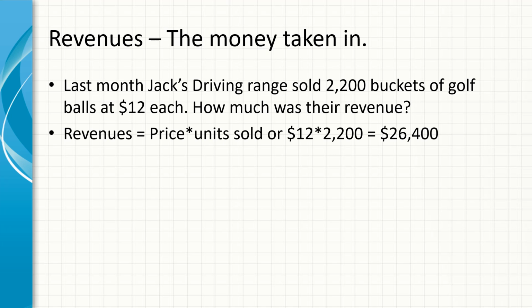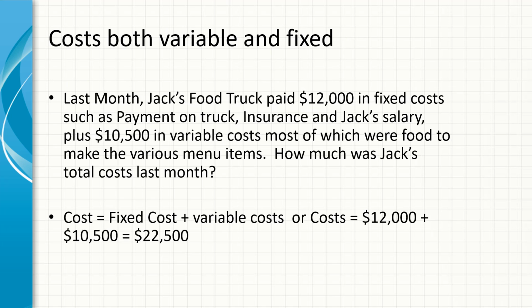Revenues. Well, last month, Jack's driving range sold 2,200 buckets of golf balls at $12 each. How much was their revenue? Well, the revenues are the price that they charge times the number of units sold, or in this case, $26,400.